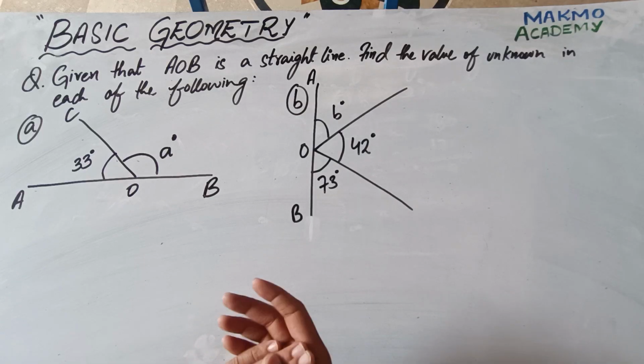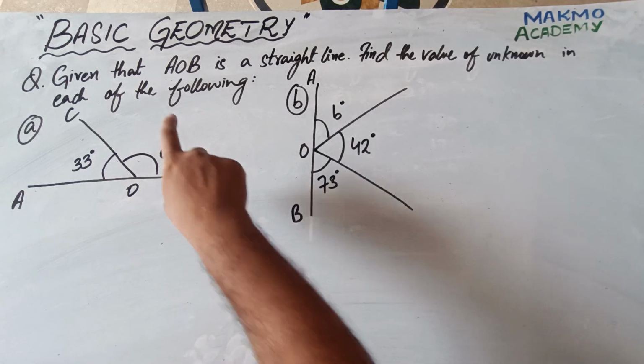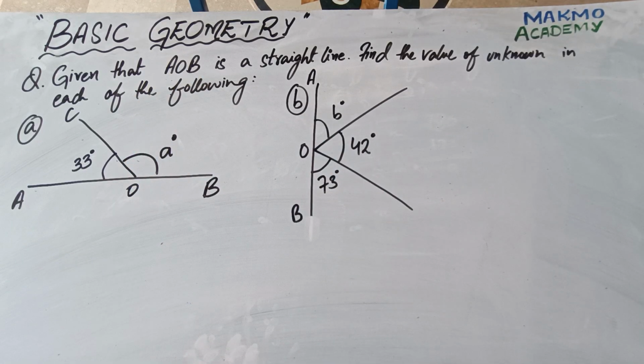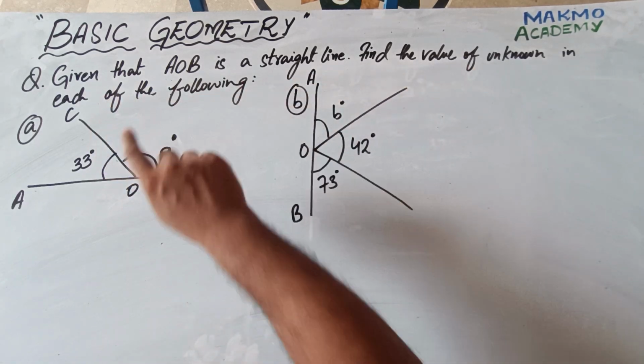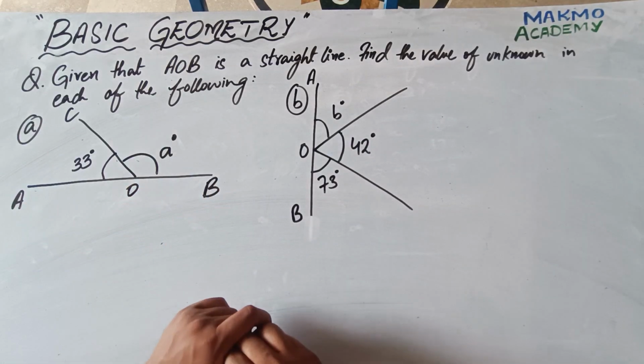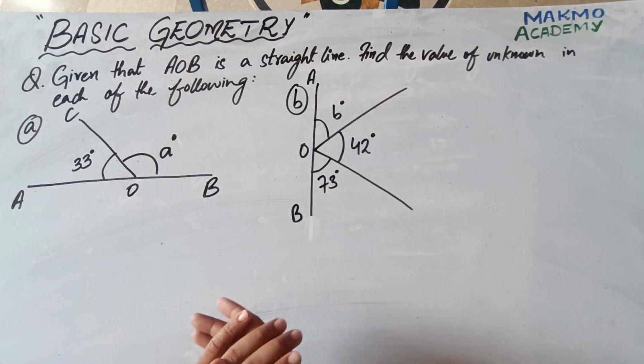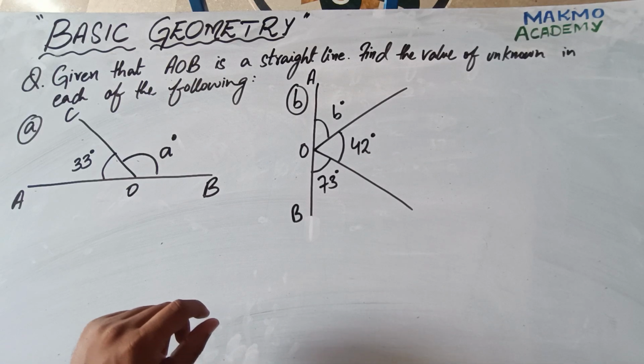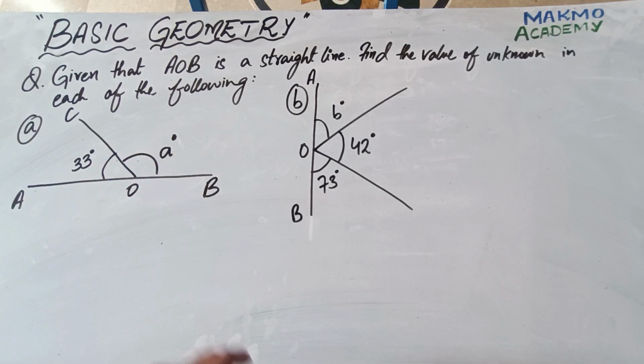Now let's find out the value of unknown. Given that AOB is a straight line, find the value of unknown in each of the following. So it is given in the question that AOB is a straight line. If you will see that two angles are on the straight line, and we have discussed that adjacent angles on a straight line is equal to 180 degrees.